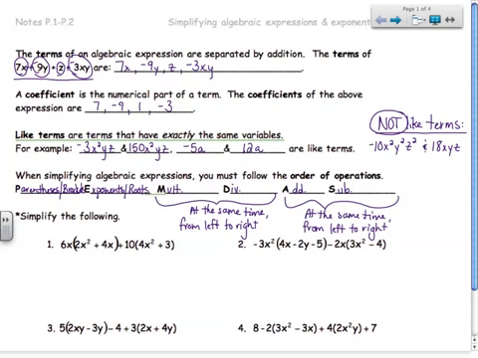Now, when they ask you to simplify the following, we're going to follow the order of operations first. So I'm going to first look inside the parentheses. These are not like terms, so I can't combine them. And these two are not like terms, so I can't combine them. You have two terms here, you had two terms in the first one, and you can't combine them because they're not like terms. So that takes care of our parentheses and brackets that we're supposed to do first. We can't do anything with the exponents or roots because the exponents are on a variable.